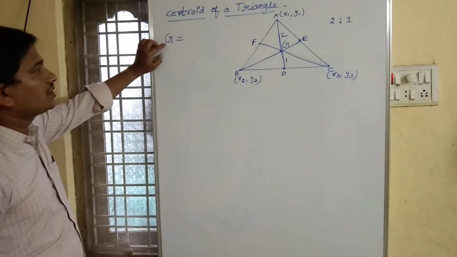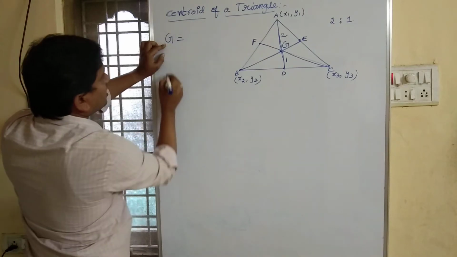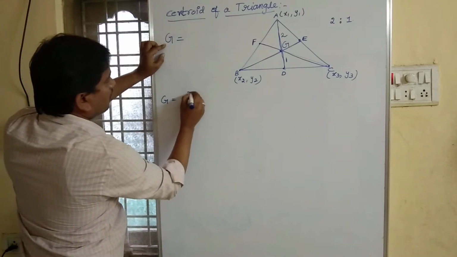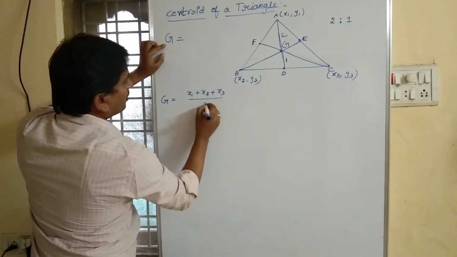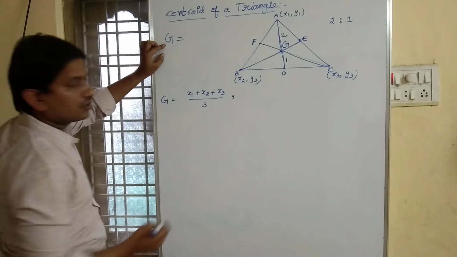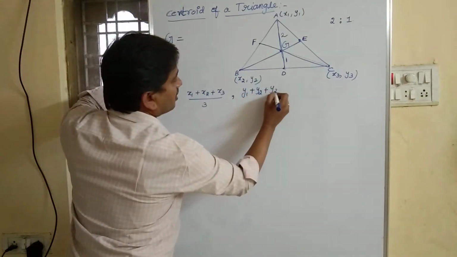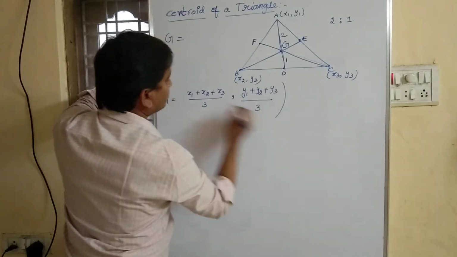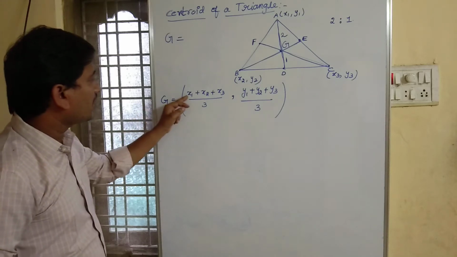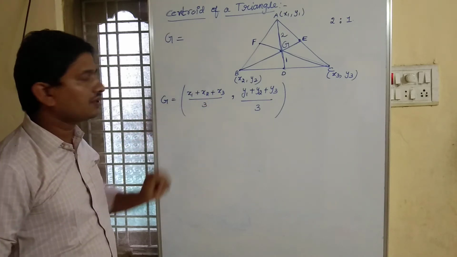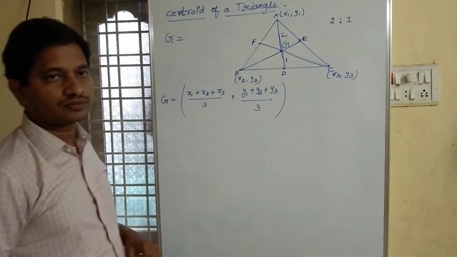Now, how to find the centroid G? The formula is G equals ((x1 plus x2 plus x3) by 3, (y1 plus y2 plus y3) by 3). This is the formula for the centroid.